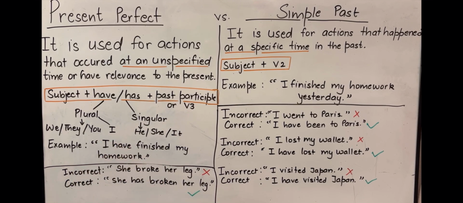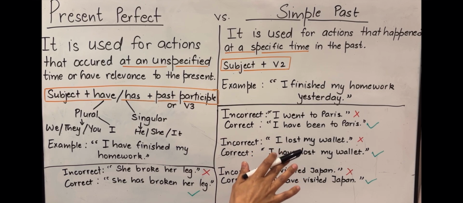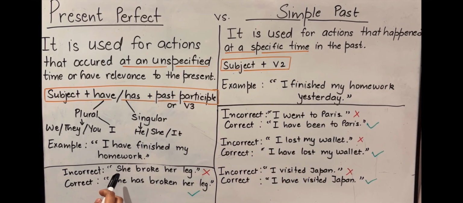So the common confusion is using the simple past when the time isn't clear or important. So the incorrect would be she broke her leg. We're not specifying when. The correct one would be she has broken her leg. The focus is on her current situation, not when it happened.